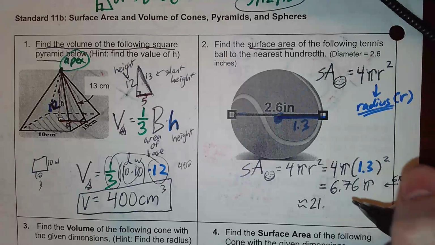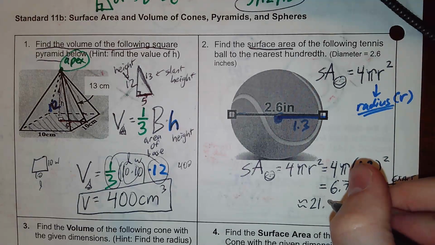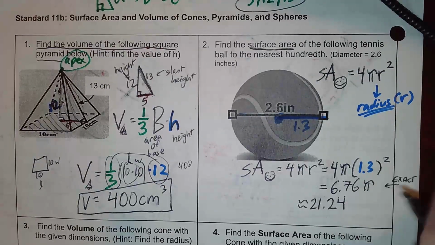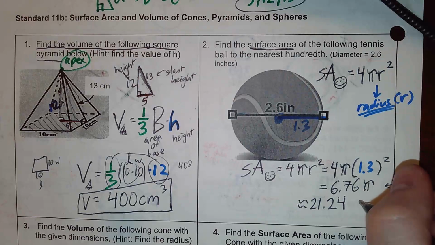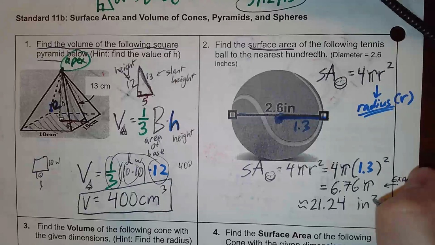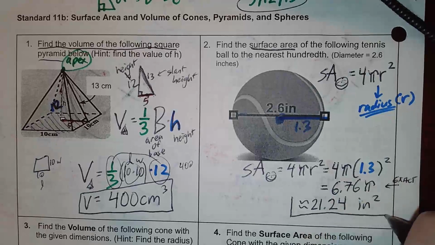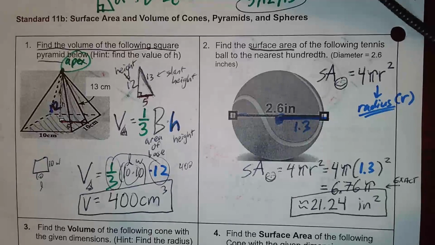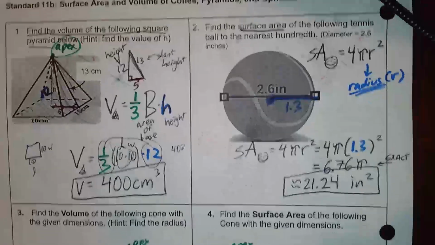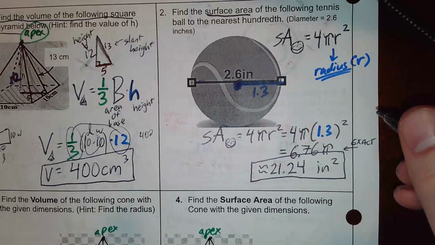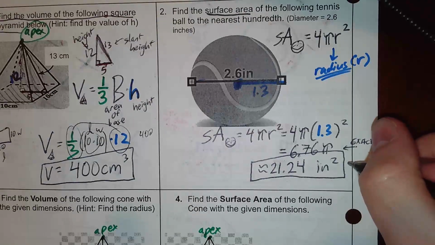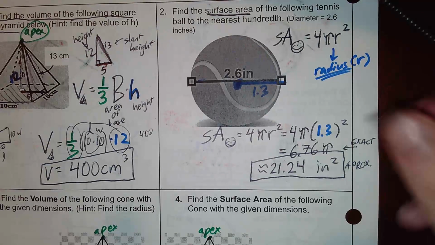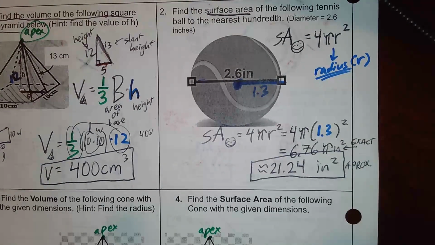6.76 times pi. It's approximately 21.2371. So 21.2371 would give us approximately 21.24 inches squared when we round to the nearest hundredth, or the nearest 2 decimal places. Again, the first is exact. 6.76 pi is a great answer. It's a perfect answer. It's exact. But approximately, this is going to be 21.24, and that's inches squared.